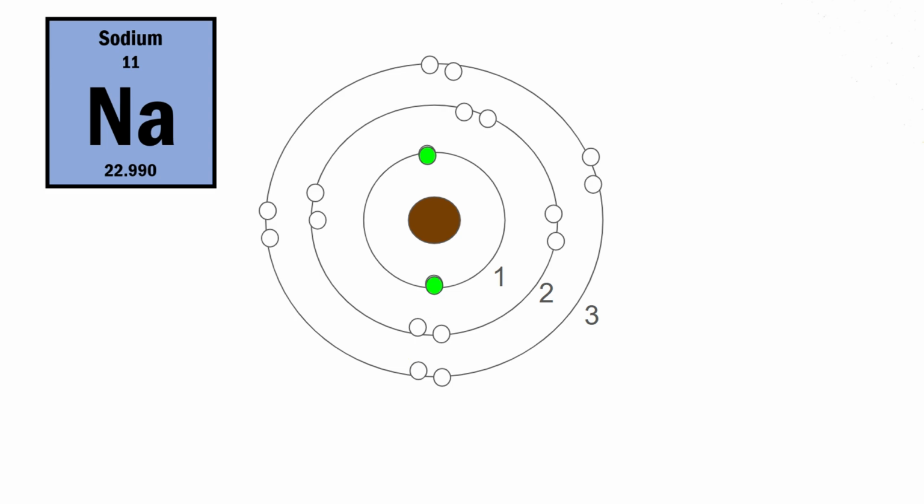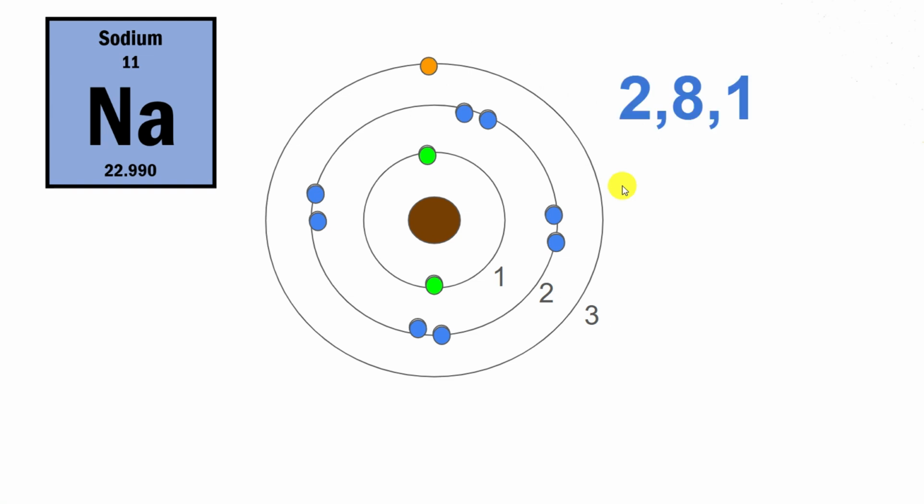So according to the rule, we must start with the first shell. If I put 2 electrons into the first shell, I have 9 electrons left. Second shell can have only 8 electrons, so I will completely fill the second shell, but still I have 1 more electron left, and that electron must go to the third shell. So what is the electronic configuration of sodium? It is 2, 8, and 1.